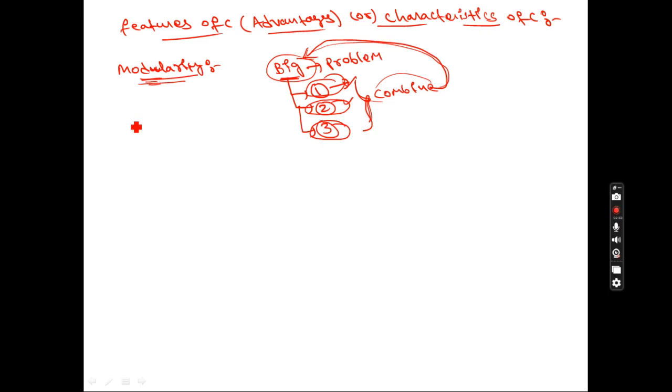So the next feature: C is one of the procedure oriented structural programming languages. What is the meaning of procedure oriented? It means module format. The C language supports breaking, so whenever you get a bigger problem, you can divide it. This flexibility is there in C language. What is the meaning of structure oriented? You can develop the application from top to bottom. You already know C language program execution is done from top to bottom. This is a very important point you need to remember.